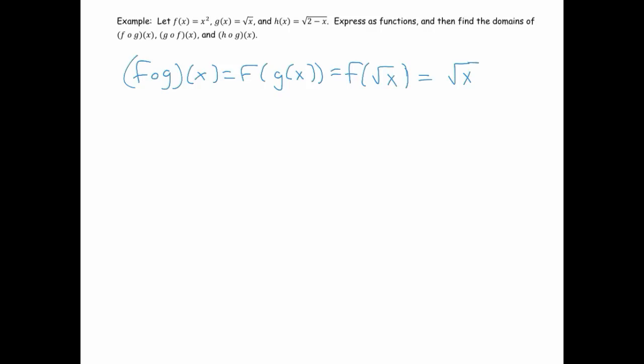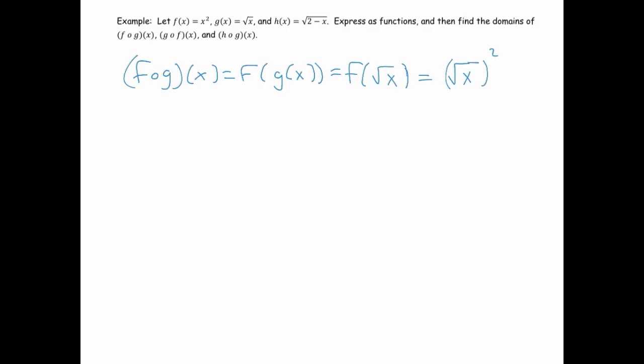Let's talk about composing functions and then looking at their domains. So first, let's just compose them. Let's look at f of g of x first. So f of g of x is going to be written as f of g of x. So that's just f of, and g of x is square root of x. And that's going to become square root of x squared. So I'm going to leave it like that for now.